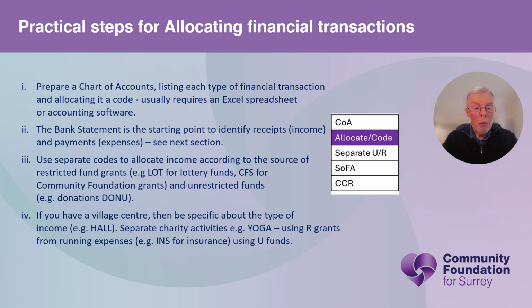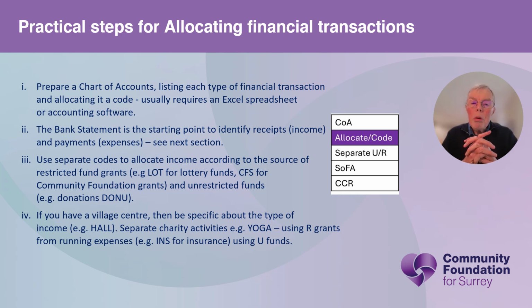The first step, as we indicated in our earlier video, is to prepare a chart of accounts listing each type of financial transaction and allocating it to a code. And this usually requires an Excel spreadsheet or some accounting software. The bank statement is typically the starting point to identify receipts, in other words income, and payments, otherwise expenses. And for that, have a look at the next section.